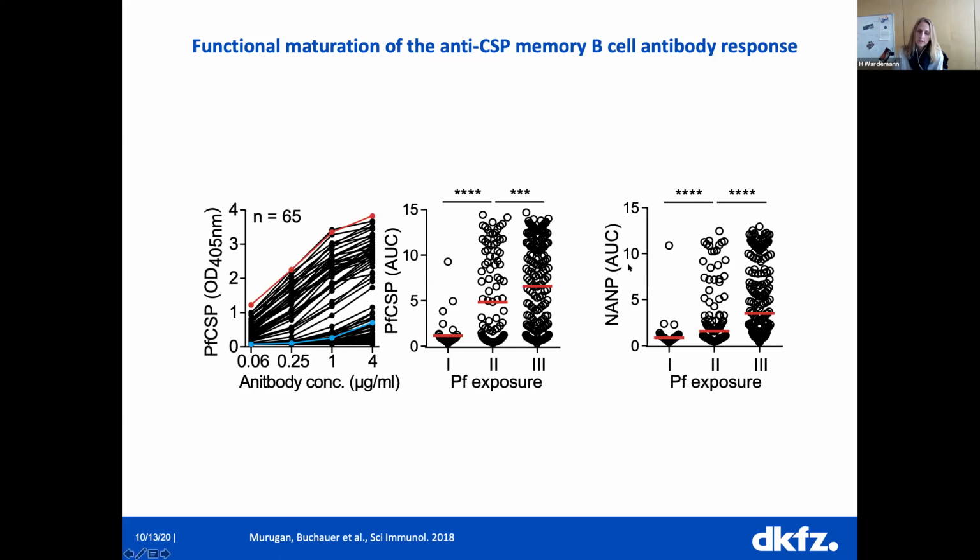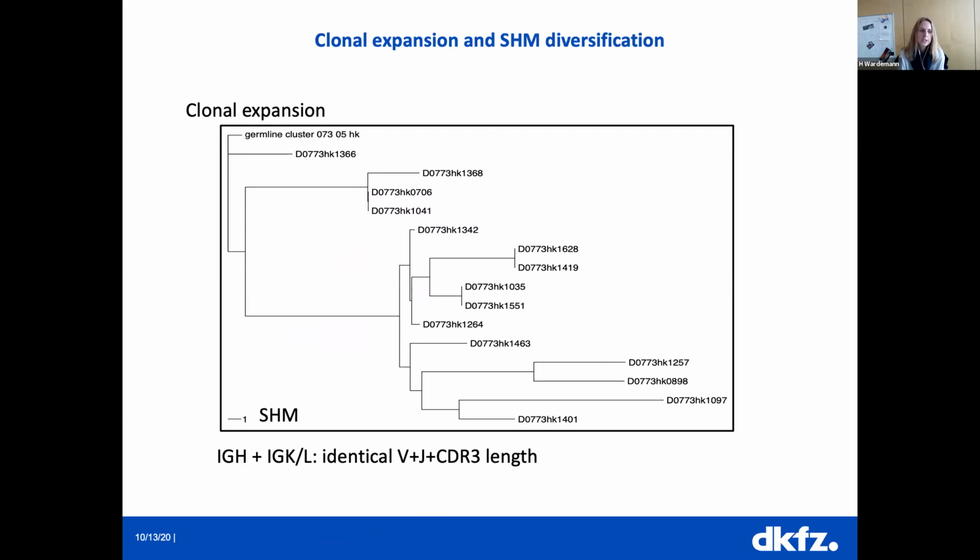Most of these antibodies targeted the NANP repeats as expected. And here you can also see that the binding strength improved over time. So this suggested to us that these cells probably underwent affinity maturation. And indeed, we observed clusters of clonally expanded B cells that had accumulated somatic mutations. We could build these nice trees here based on the analysis of matching heavy and light chain VJ genes and same CDR3 length.